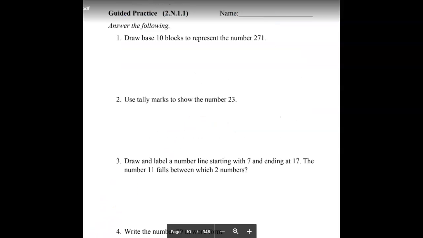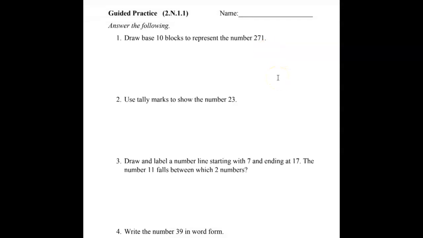Okay, now what I want you to do is go get a whiteboard. If you don't have a whiteboard, you can use a piece of paper, but a whiteboard will be easy because you can erase stuff. So here, we're going to draw base 10 blocks to represent the number 271. So what I want you to do is pause the video.